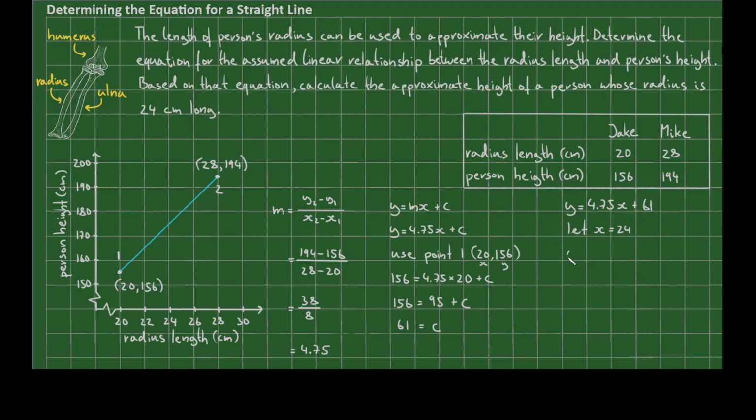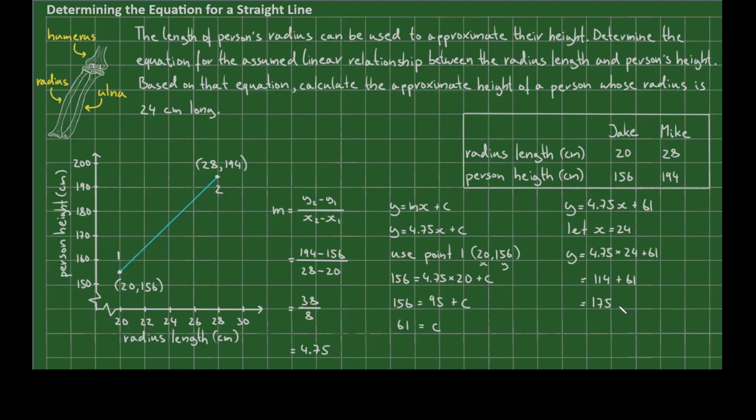This means that I will have y equals 4.75 multiplied by 24 plus 61. 4.75 multiplied by 24 is 114, plus 61 will give me 175. Based on the information provided within this problem, we could say that a person whose radius is 24 centimeters long will be approximately 175 centimeters tall.